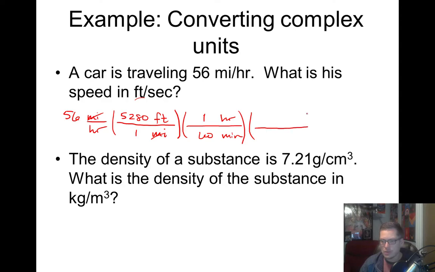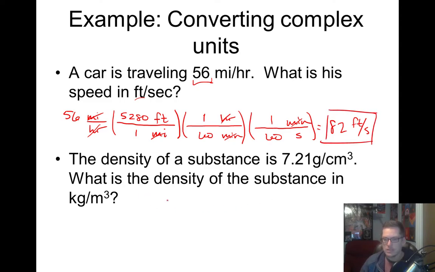And then we have to do the same thing to get into seconds. Minutes are what we need to cancel, so we put minutes here, and we're going to seconds. For every 1 minute, there's 60 seconds. So the hours cancel with the hours, the minutes cancel with the minutes, and we're left with feet per second. We get 56 times 5,280 divided by 60 divided by 60, which is 82.13 repeating. Now this only has 2 sig figs, so our answer gets rounded to 82 feet per second. Pretty exciting. And we box our answer, and we're good.